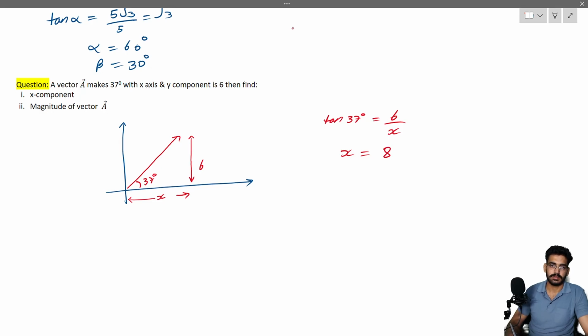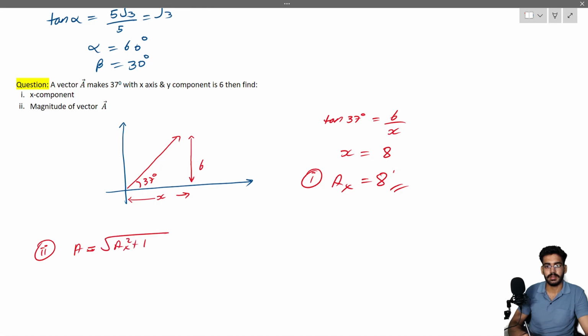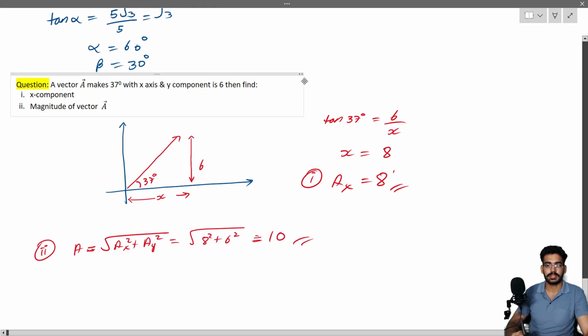Okay, so what can I write about the x component, right? So ax came 8. I got one thing, the first part. Second part, what he is asking, the magnitude of the vector, means under root of ax square plus ay square, that is under root of 8 square plus 6 square. That is my 10, right? So my magnitude is 10. I hope this is clear.